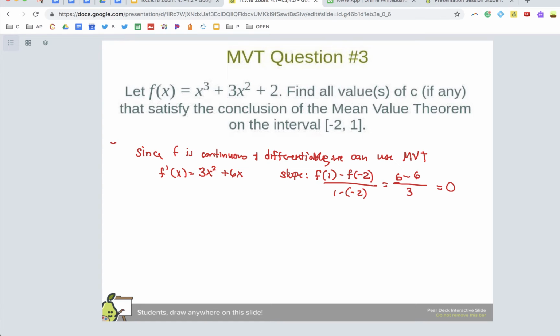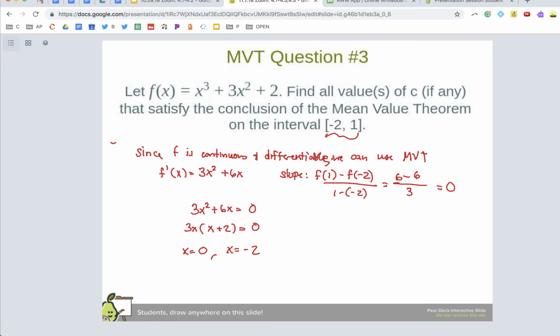So mean value theorem, the slope equals the derivative somewhere. So let's find that c. So f prime of x, 3x squared plus 6x equals 0. We can factor out a 3x. We get x plus 2 equals 0. X equals 0, x equals negative 2. Now, we have to look: are they within our interval? Can't be at the edge of the interval. Must be strictly within the interval.